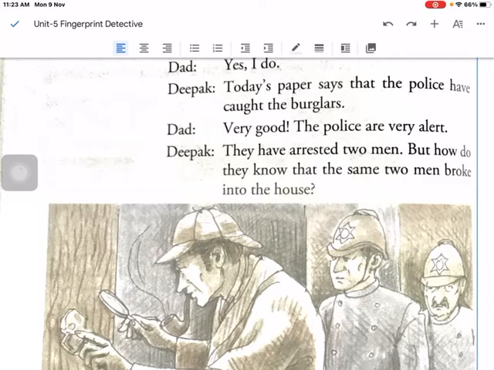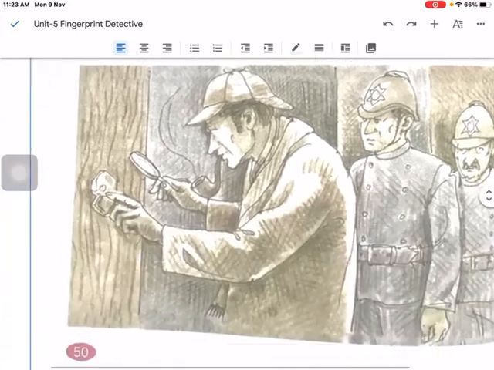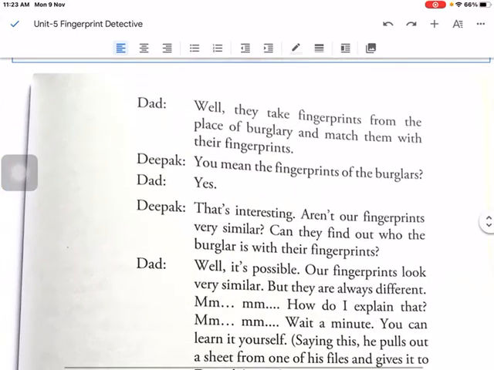Deepak: They have arrested two men, but how do they know that the same two men broke into the house? Deepak said that the police have arrested two men, and Deepak asked how the police came to know that those two men broke into that house. Okay, broke into the house. Now let's go to another conversation.